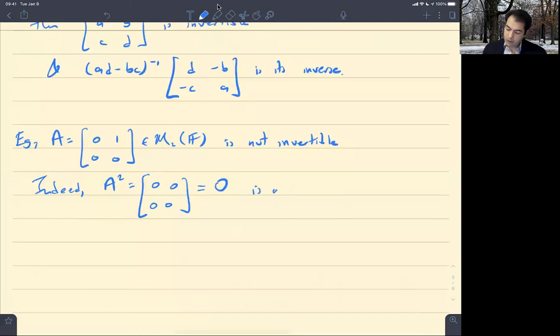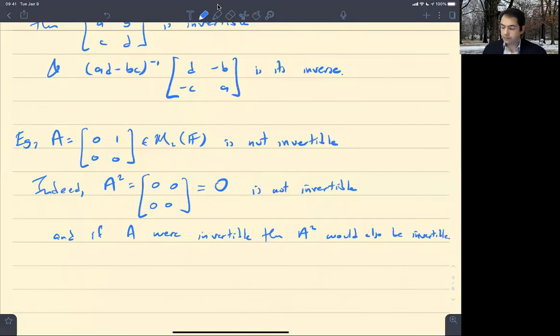So this is not invertible, right? No matter what you multiply, the zero matrix is going to get you back to the zero matrix. So there's no way that A squared has an inverse. There's no way the multiplication is going to give you the identity matrix. And if A were invertible, then A squared would also be invertible. So A cannot be invertible no matter what field we're working with.